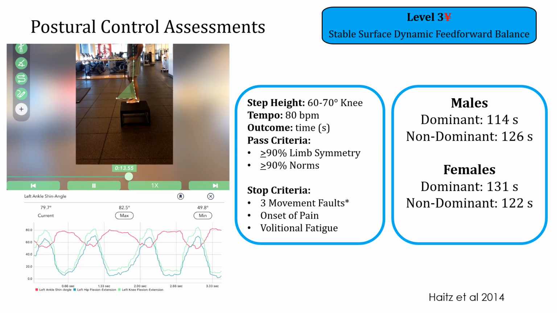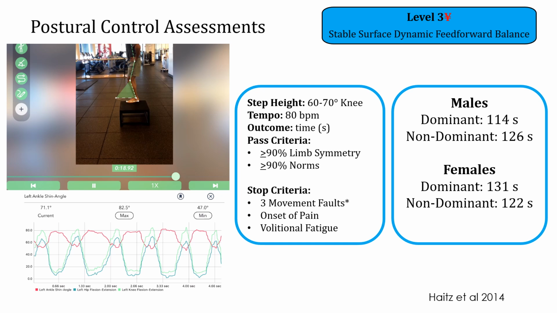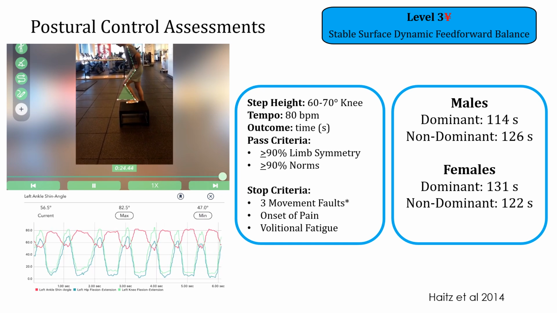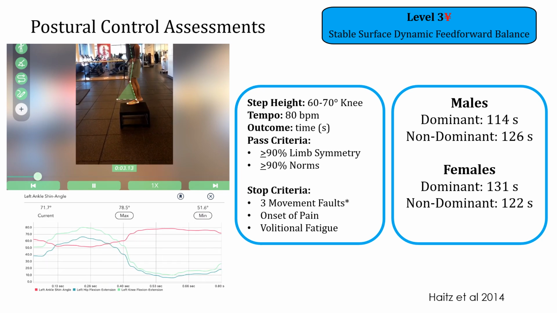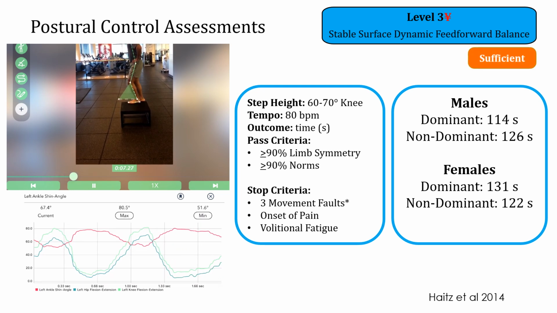The one that is being mapped in red is the left ankle shin angle, and then you have the left hip flexion and extension angle, and then the left knee flexion and extension angle in the respective 3 colors. And you can see at the end of the video, it gives you your max and your min, as well as the instantaneous angle. And this would again be deemed sufficient if utilized with a variety of other assessments that capture the different levels of the model that we've proposed, as well as the different types of postural control.